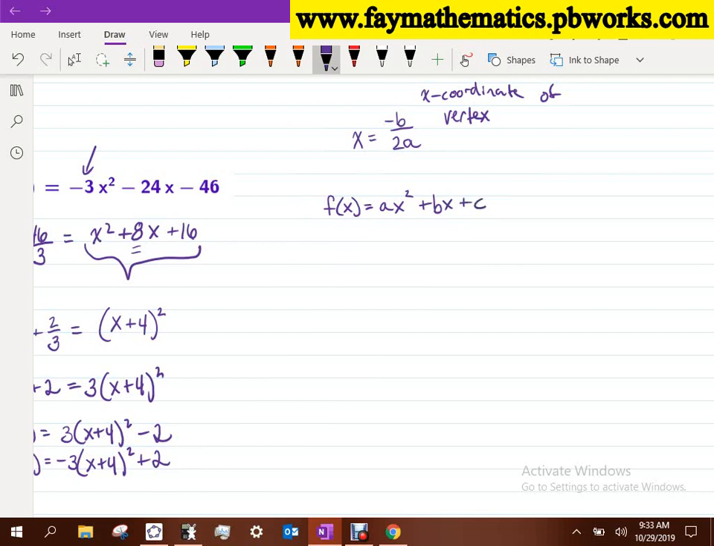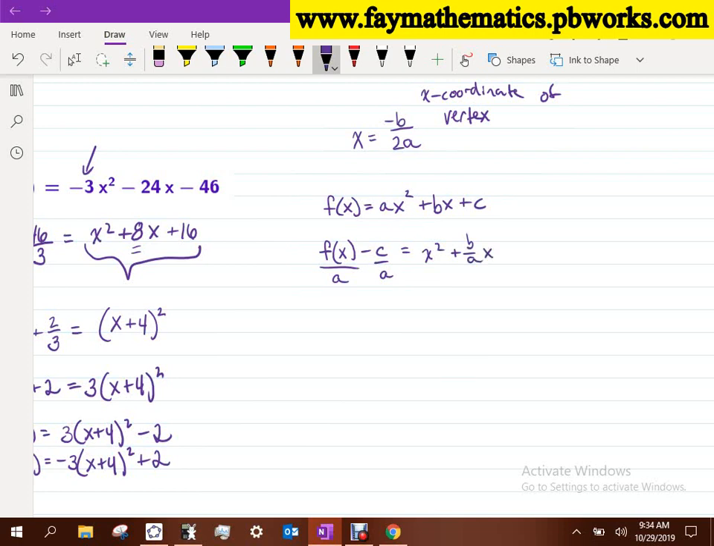I don't care what a, b, and c are, because this should work no matter what they are. Okay, and this little proof here will confirm that. We just complete the square. So completing the square, we want to subtract C from both sides and divide everything by A. So we'll do that. Come over here and do that. Yes.